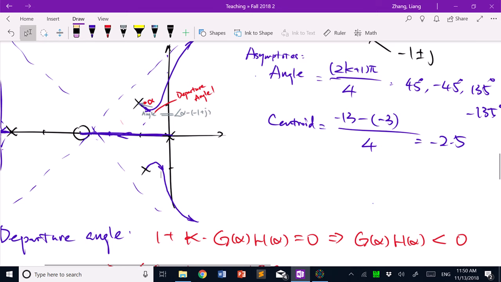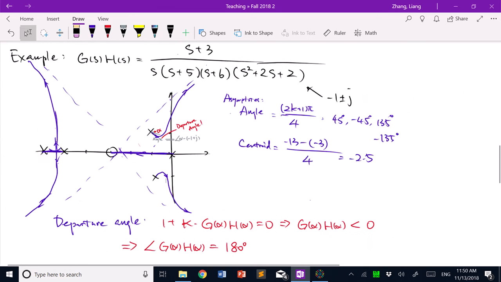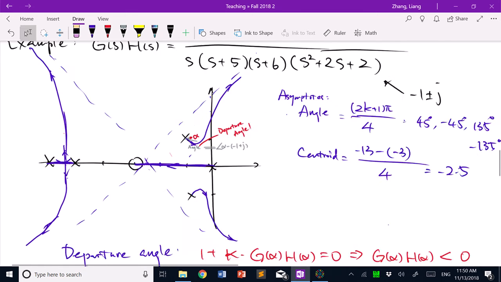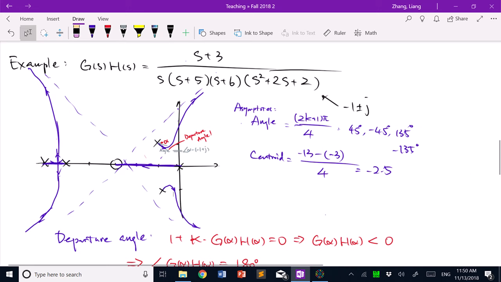For this particular system we utilized multiple things: the asymptotes, the segments on the real axis, and the branches. The breakaway angle here is basically 90 degrees, since it is 180 degrees divided by the two poles involved. All the branches go towards the asymptotes. And in this example, as we have already seen, the departure angle is equal to negative 43 degrees. It's pretty straightforward.